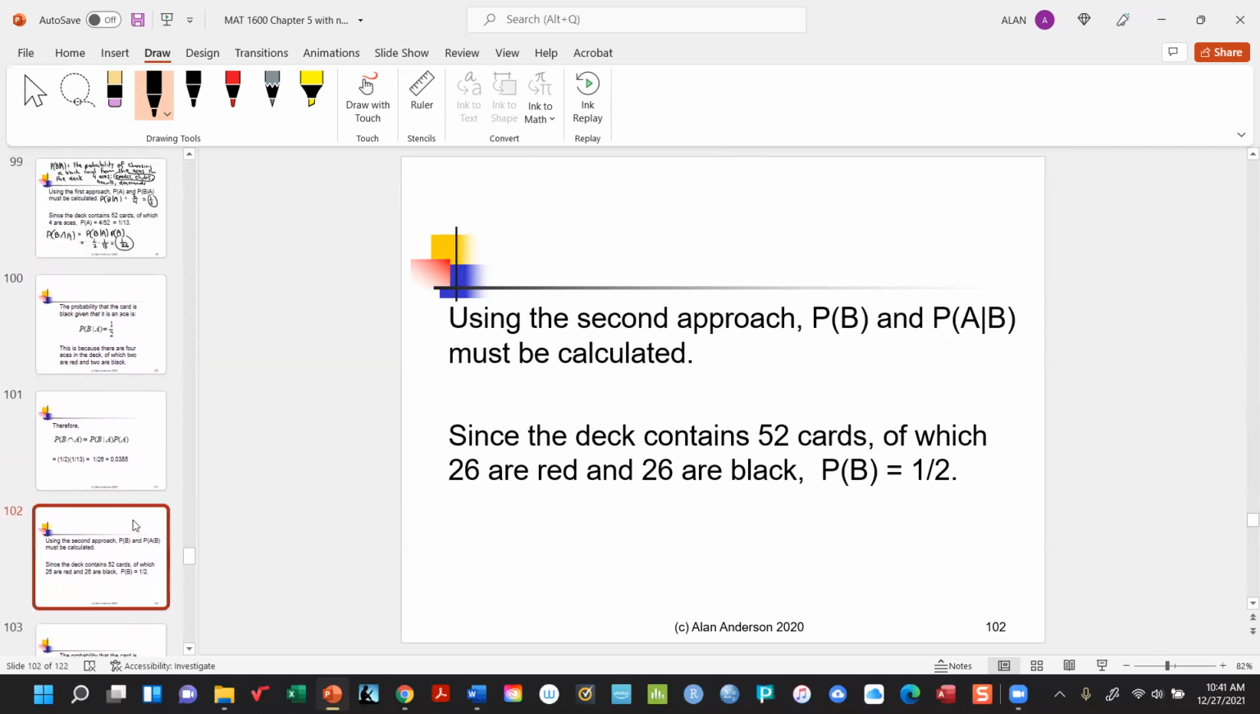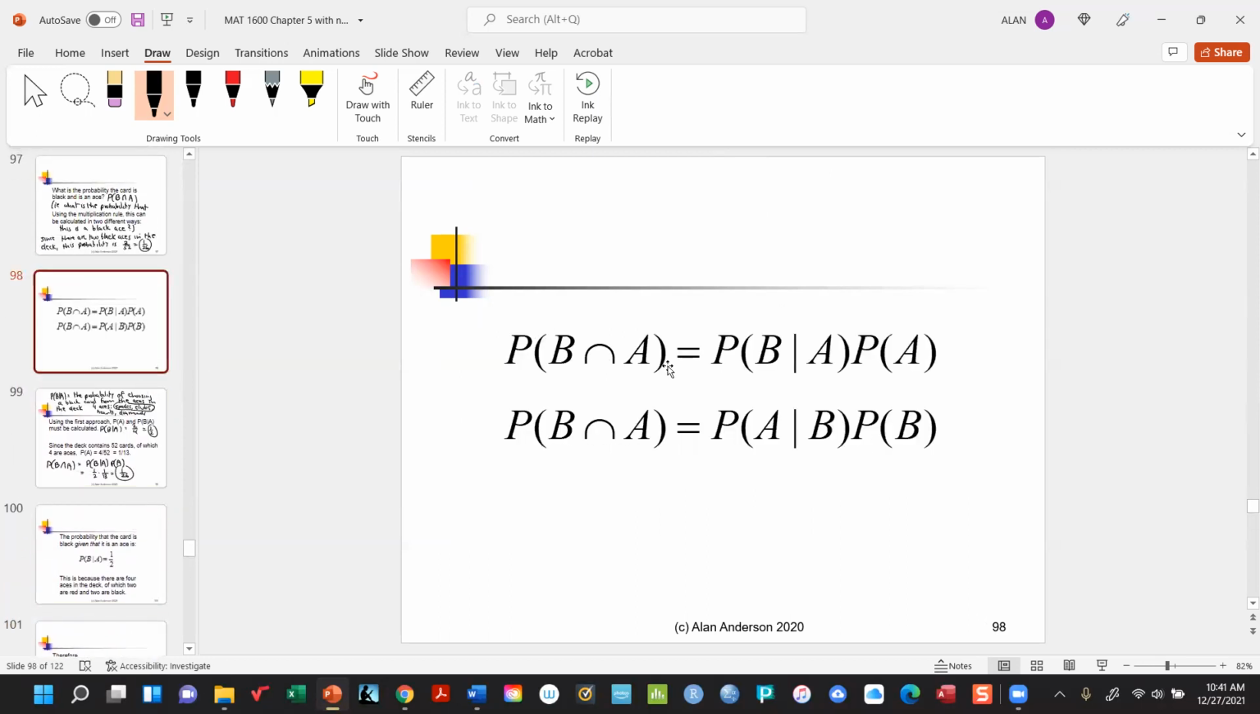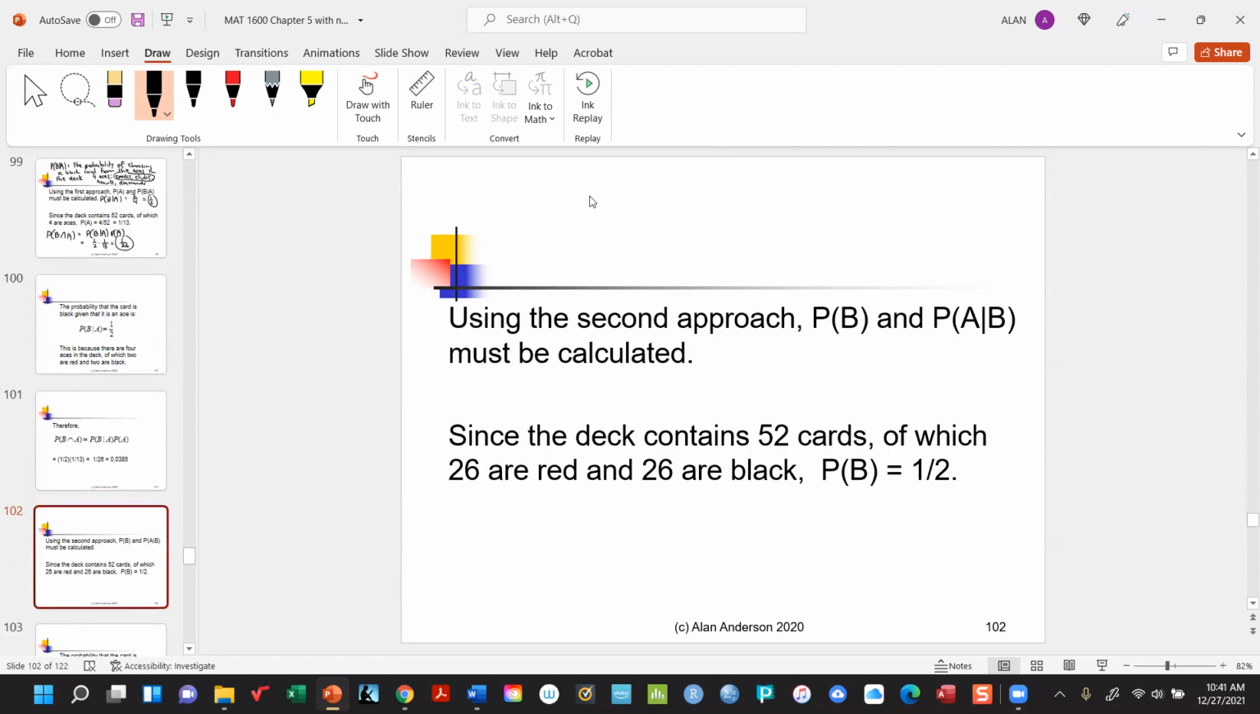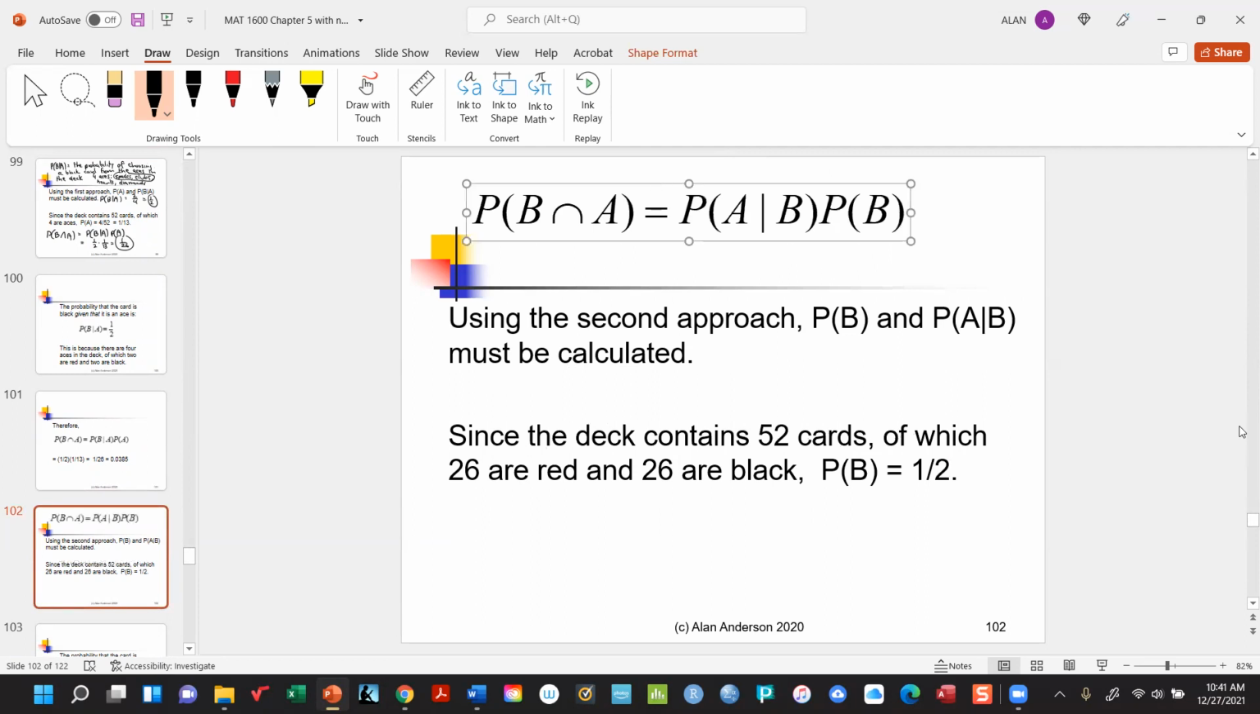Now the second approach, which means this one, means we need to determine the probability of B and the probability of A given B. Well, B is easy because 26 of the cards are black out of 52, which means a half.